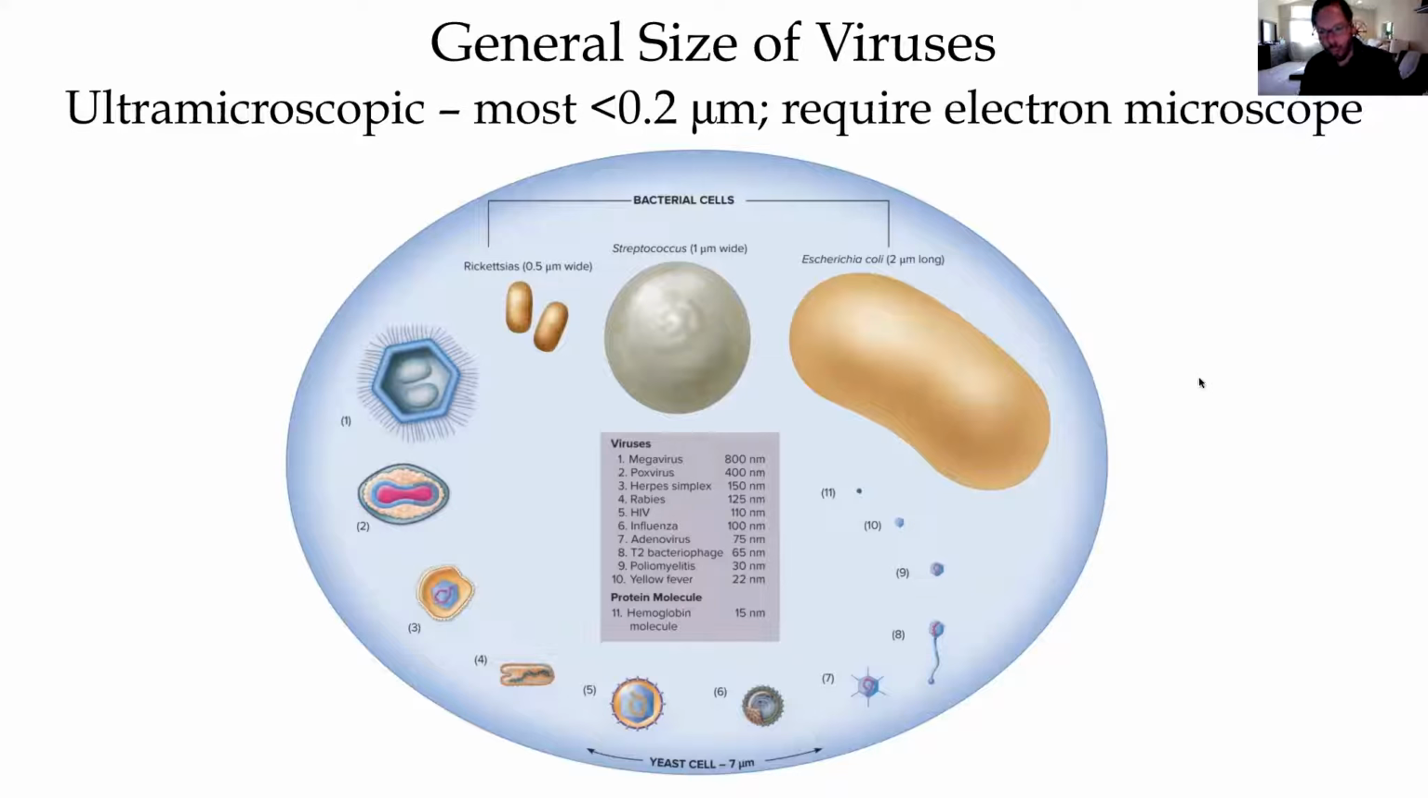And they range in terms of their size. So you can have the megavirus, which is 800 nanometers across. That's the biggest. Pox virus is pretty big too, like 400 nanometers. And then it goes all the way down to something like 22 nanometers with yellow fever virus. Okay, not much bigger than a hemoglobin molecule, and that helps bind the oxygen to your blood cells at 15 nanometers. So these are tiny, tiny, tiny things, but there's a dynamic range between the big viruses and the small viruses.